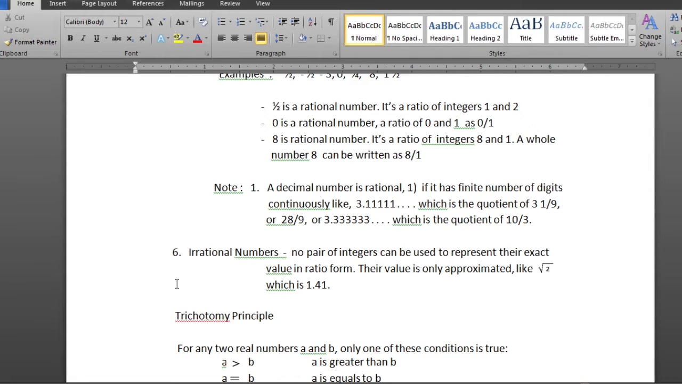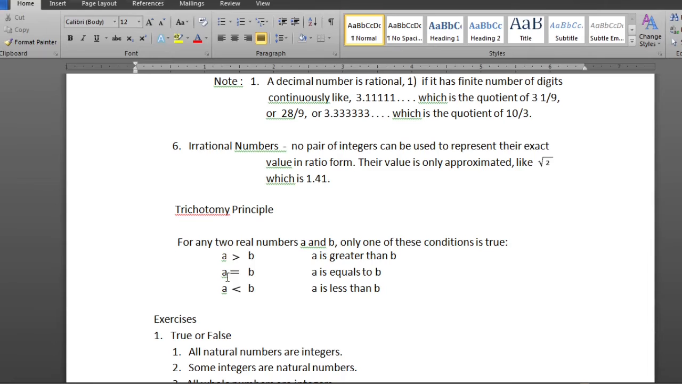The sixth type is the irrational numbers. They are irrational because no pair of integers can be used to represent their exact value in ratio form. Their value is only approximated, like the square root of 2, which is 1.41.